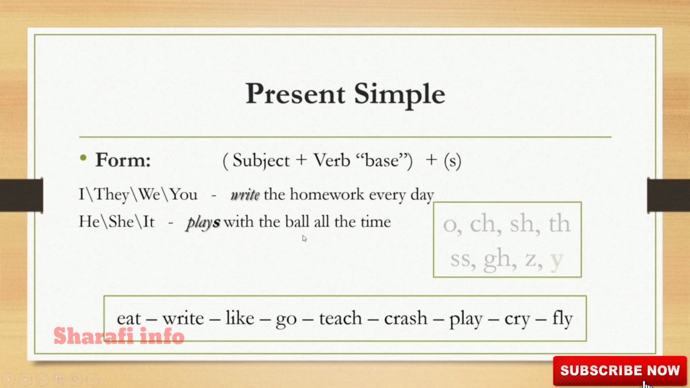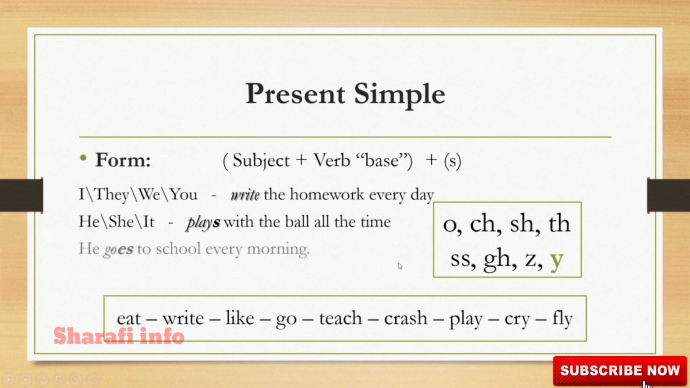In some cases, we add es instead of s to the verb. Typically, these are verbs that end with these letters: o, ch, sh, th, ss, gh, and z. He goes to school every morning. As you can see here, we added es to go instead of s because go ends with o. So he goes to school every day.